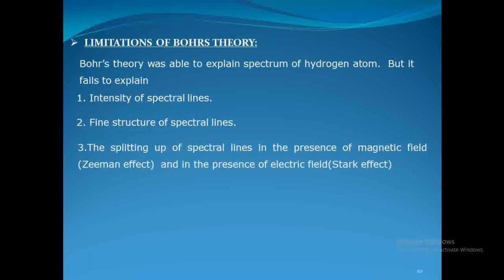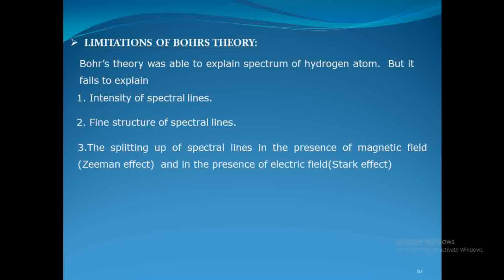And the next failure is it could not explain the splitting up of the spectral lines in the presence of a magnetic field. That is what we call the Zeeman effect. And it could not explain the splitting up of the spectral lines in the presence of an electric field. That is what we call the Stark effect. You are going to study the Zeeman effect in the next sessions. That is, we have 2 types of Zeeman effect, one is normal Zeeman effect and another is anomalous Zeeman effect, right? So this has to be kept in mind.